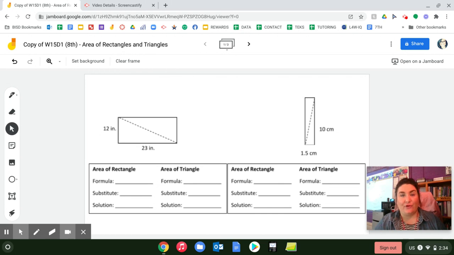So, we are done with our Pythagorean theorem unit for now. You should be starting that when you are in regular math. And what we are going to start working on is surface area and volume. I always like to start surface area and volume units with the basics of how to solve for just the area of rectangles, triangles, and circles.